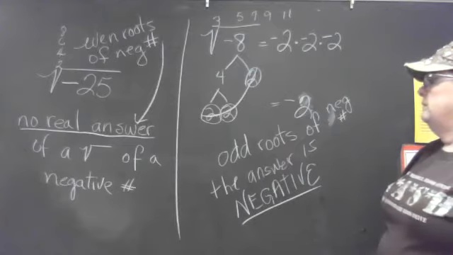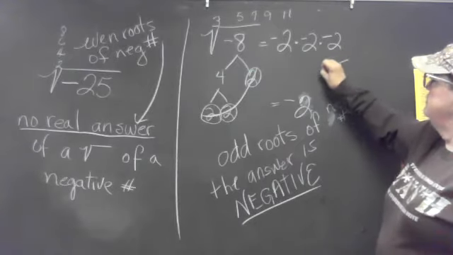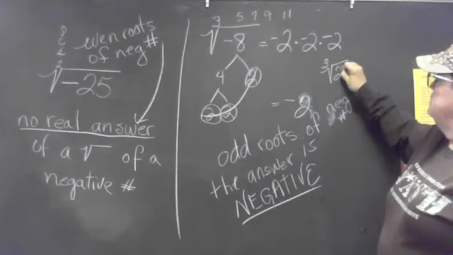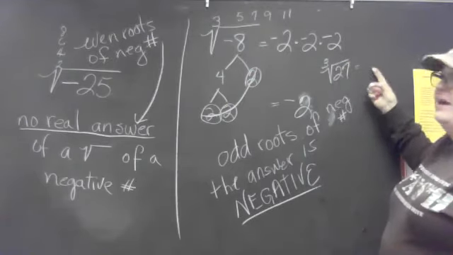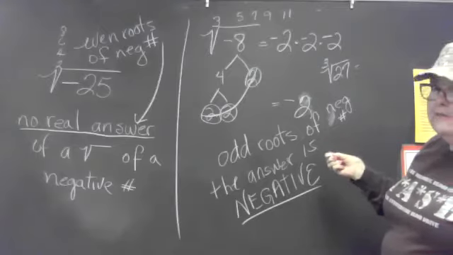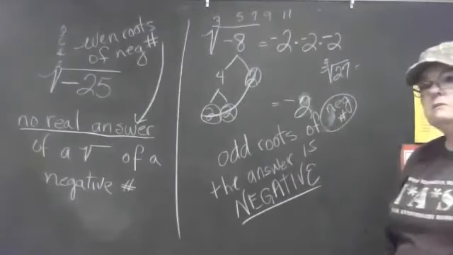And to clarify, if I have the cubed root of 27, that's not a negative number, so the answer is not negative. You see, I'm just talking about odd roots of a negative number.